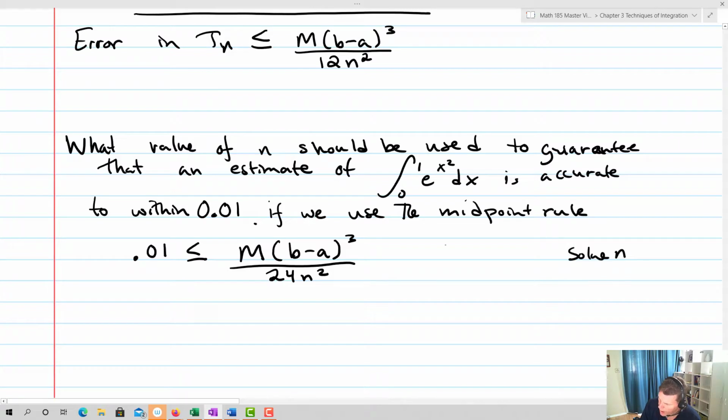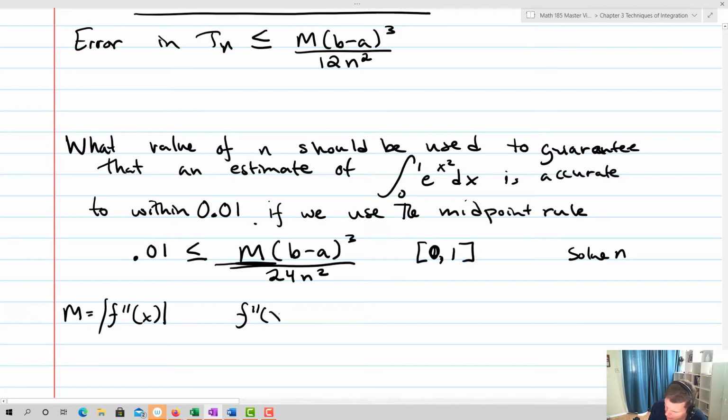All right. And so our unknown, n, is what we're solving for. B is going to be 1, so our interval is 0 to 1. So b will be 1, a is 0. And M is going to be the thing that we have to calculate. M, remember, is equal to basically the max of f double prime of x in absolute value. So we'll calculate f double prime of x.